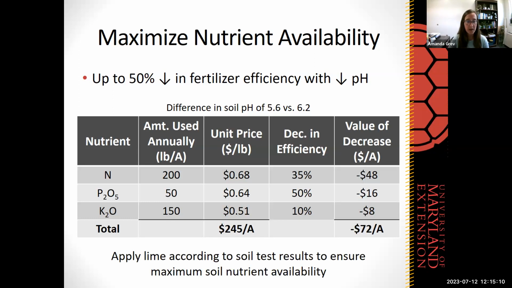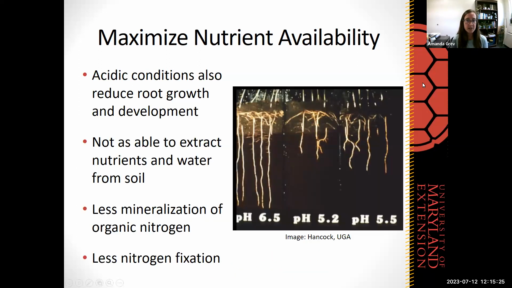So my point here is make sure to look at your pH on your soil tests, make sure we're applying lime accordingly so that we can maintain a good soil nutrient availability for our plants. And then the other thing about soil pH is not only does it affect the availability of nutrients, but it also affects root growth and root development.